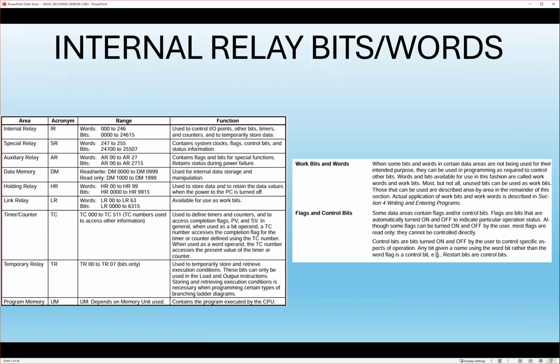Control bits are bits turned on and off by the user to control specific aspects of operation. Any bit given a name using the word bit rather than the word flag is a control bit. So restart bits are control bits.